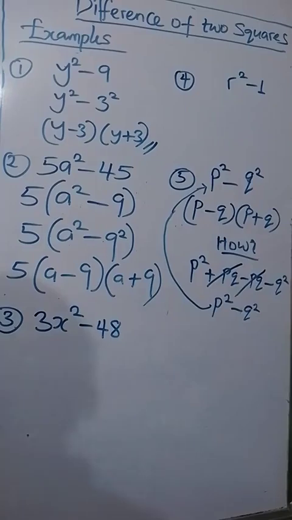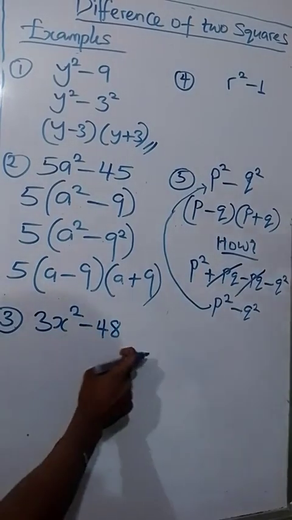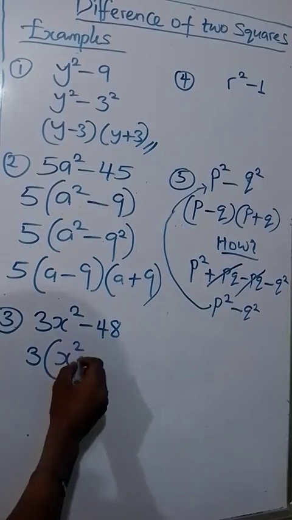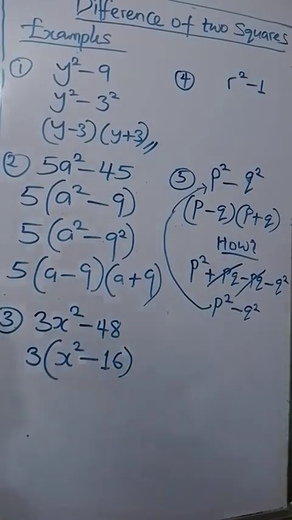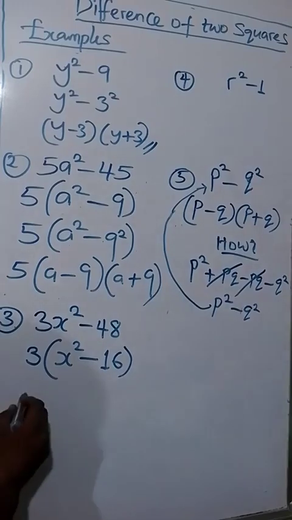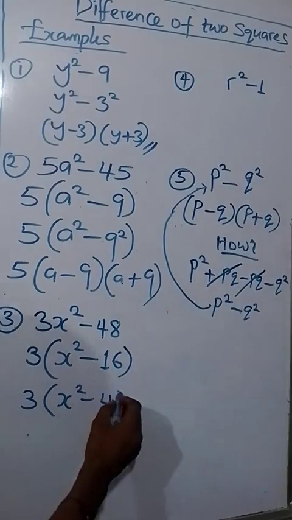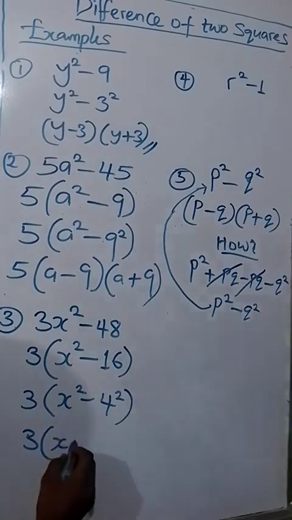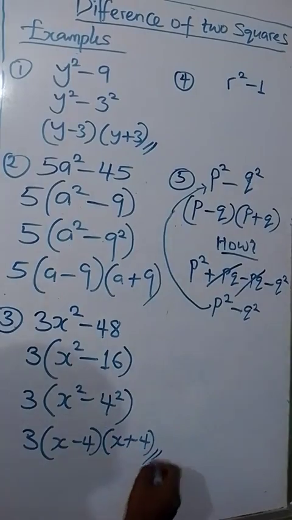And also, we are going to divide 3x squared and also divide 48. That's 3 in the bracket x squared minus 16, because 3 multiplied by minus 16 becomes minus 48. So you have 3 into bracket x squared minus 4 squared. Remember, 4 squared is 16. So our answer is 3 into bracket x minus 4, x plus 4.